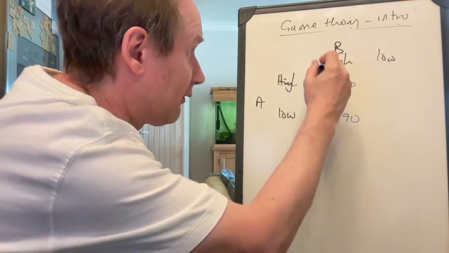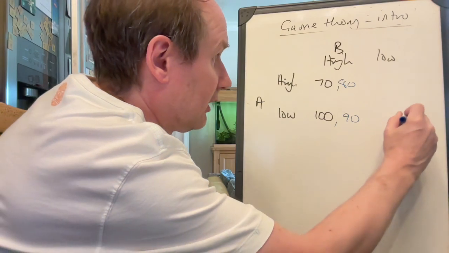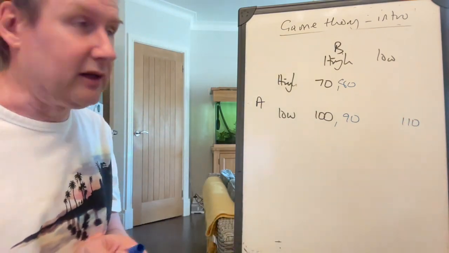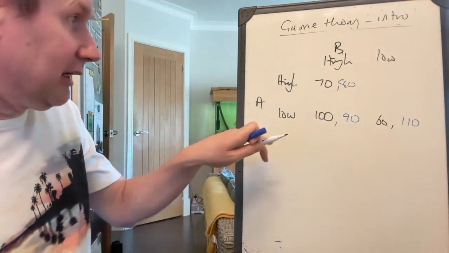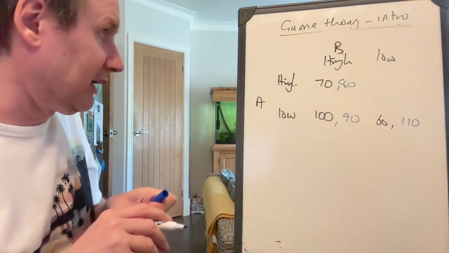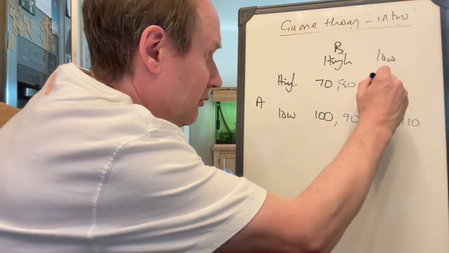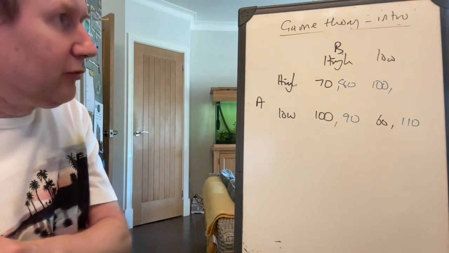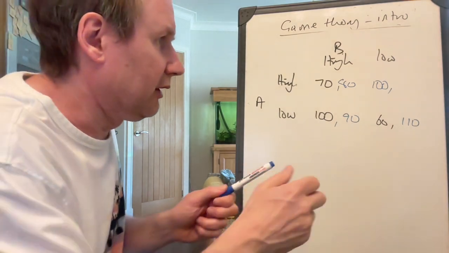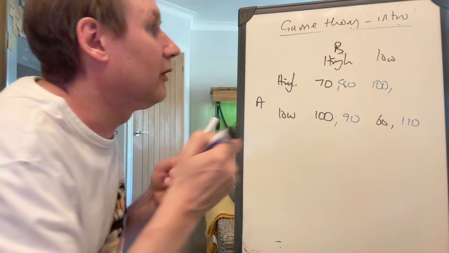Then if A is low, then B's low. So we'll go 110 there, and 60 here. If B's low, we'll make A go high. So we'll call that 100. And we'll make this one, that should be black, sorry, 100.